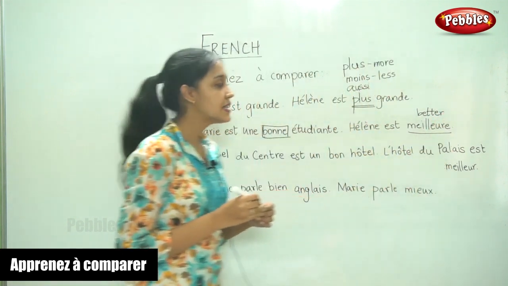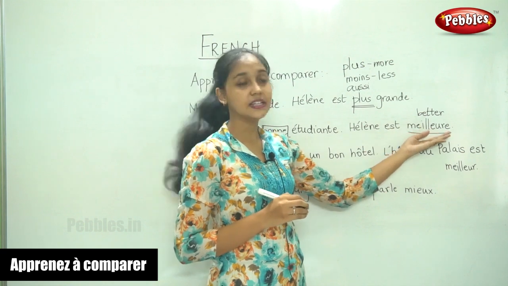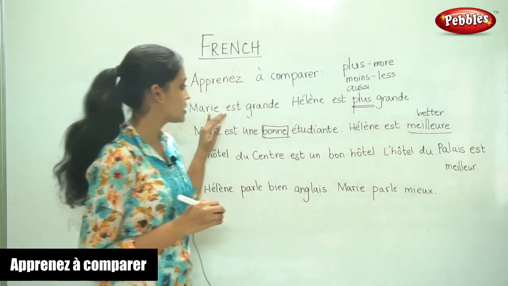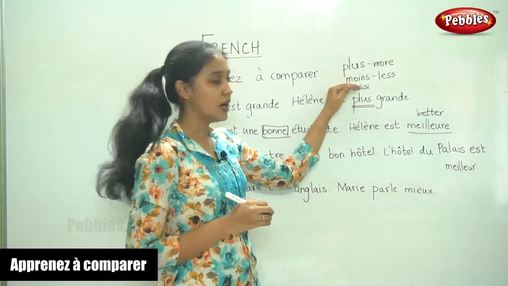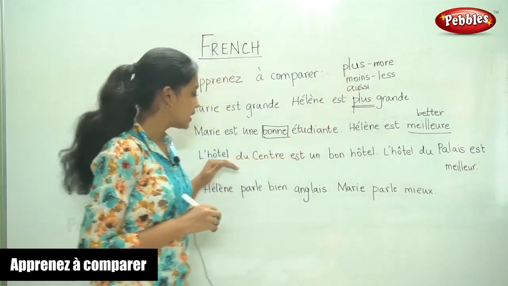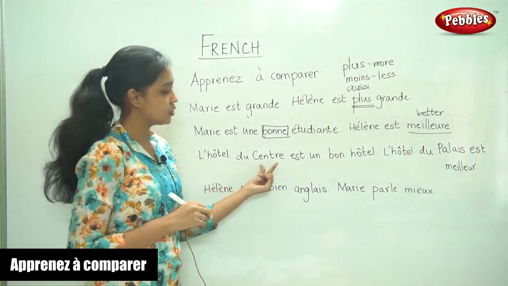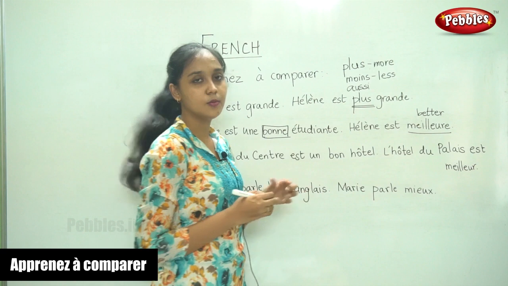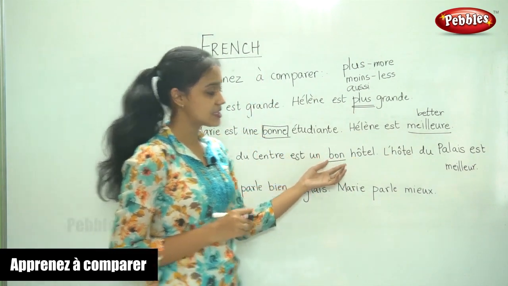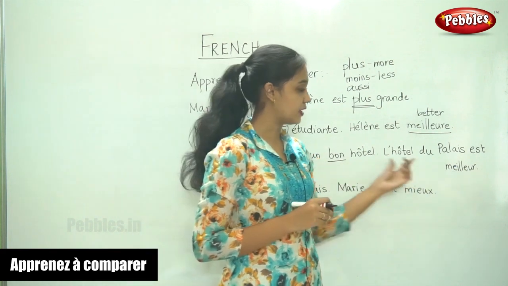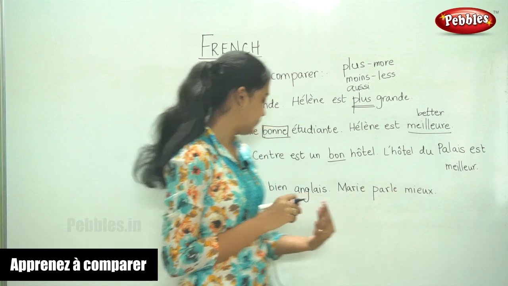So some words have a completely different word in the comparative degree. So for some of the words, for the adjectives, we use plus, moins and aussi. Moving on to the next sentence. L'hôtel du centre est un bon hôtel. Again, bon. So it is replaced with meilleur. L'hôtel du palais est meilleur, better.